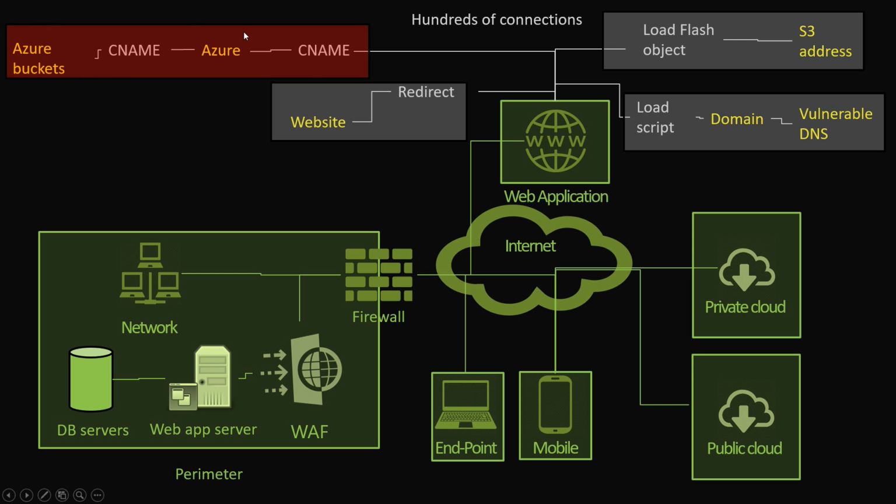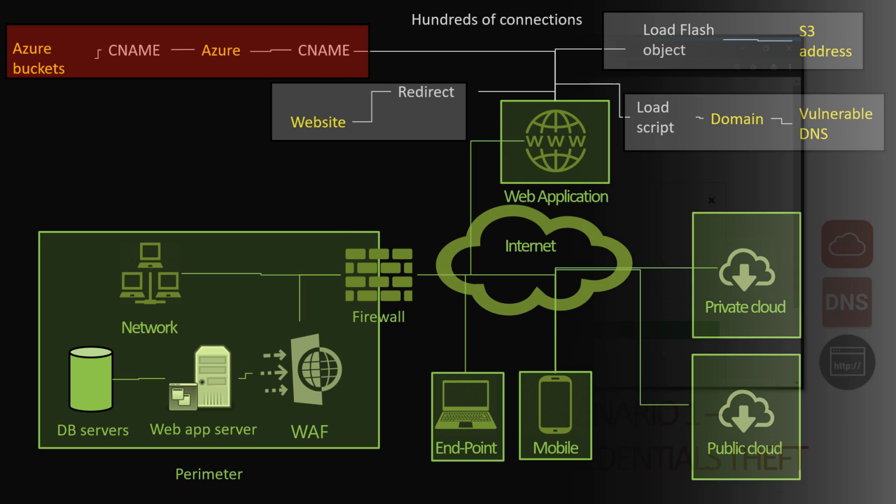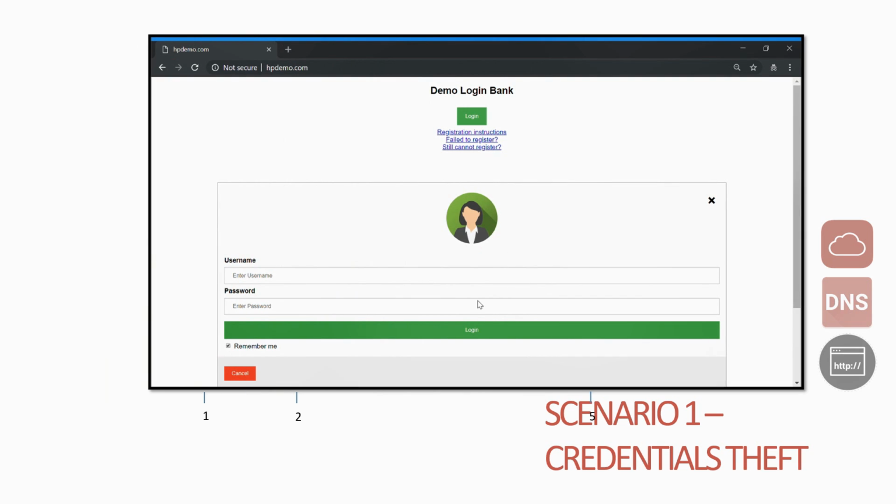Actually, what happened is that one of the Azure buckets, which the bank is using, can now be overridden by attackers. In other words, if the web application is now using this bucket or taking files from this bucket, the attacker can override these files, and then the web application is going to use malicious files. Let's see now how such attacks can actually happen. Here we can see the login page of the bank.